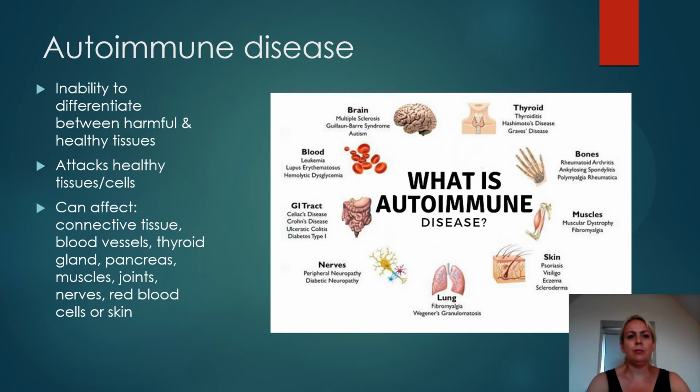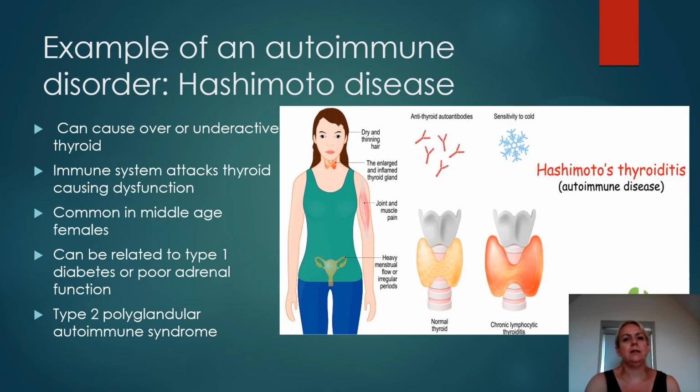Autoimmune disease is the inability of the body to differentiate between harmful and healthy tissues, so it attacks the healthy cells. It can affect any part of the body: the joints, the nerves, the red blood cells, the skin. Hashimoto disease is one of the autoimmune disorders. It can be caused by an underactive or overactive thyroid. The immune system attacks the thyroid, causing it to be dysfunctional. It's common in middle-aged ladies and can be related to type 1 diabetes or poor adrenal function.